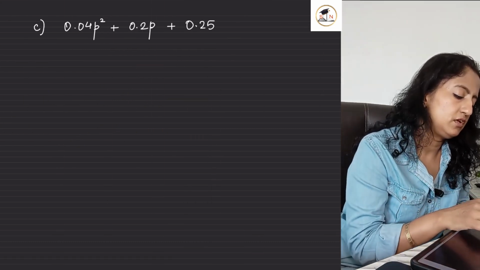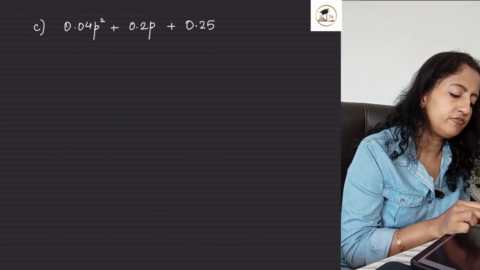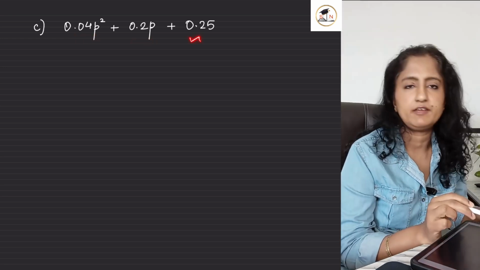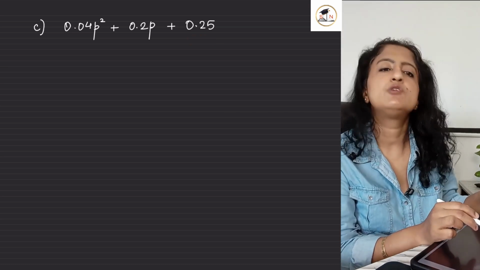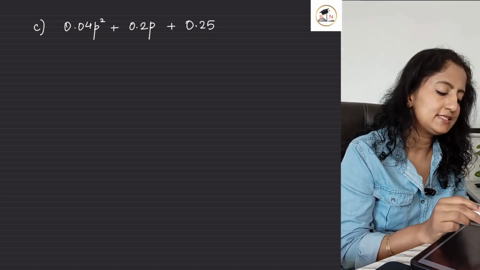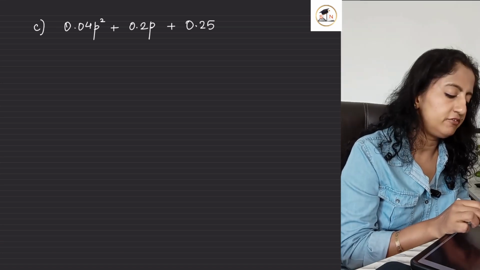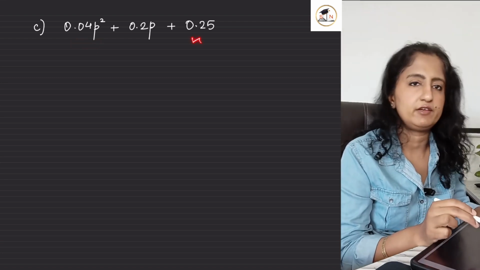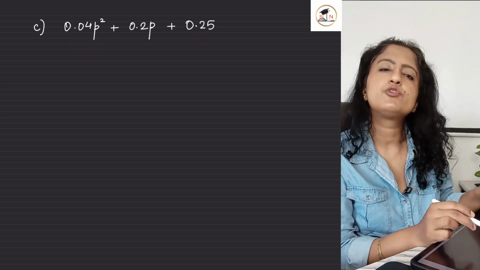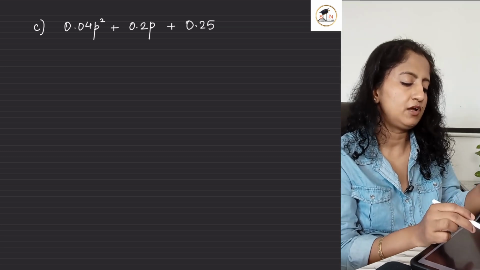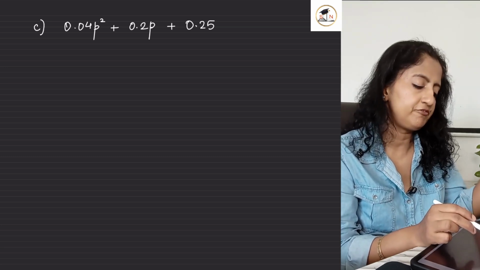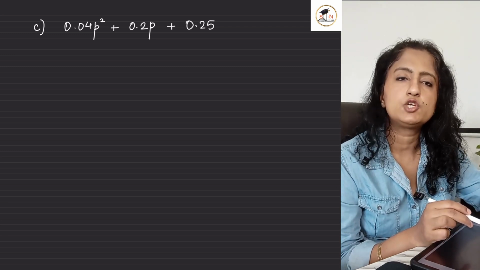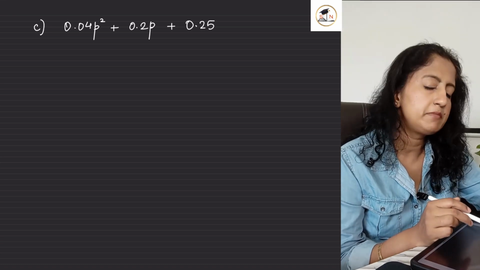Now the last one. The question here says 0.04 p square plus 0.2 p plus 0.25. In this question we can see only one variable, but we can see we have got two perfect squares. The first one being 0.04 p square and then 0.25. Though the three questions for factorization I have written over here are all in the ideal format of a square plus 2ab plus b square, it is not necessary that you will get them like that. The terms may get shuffled.